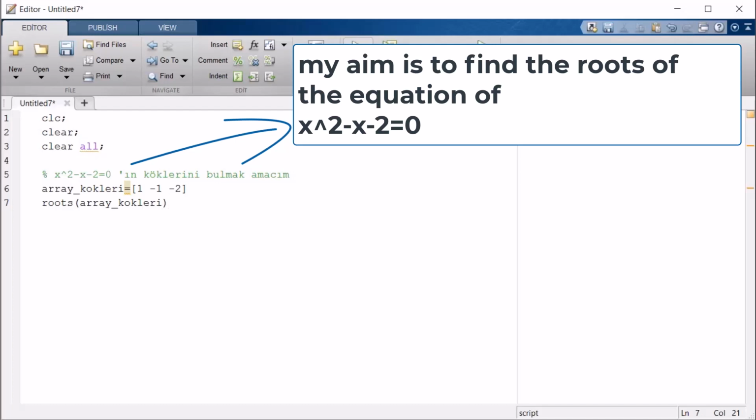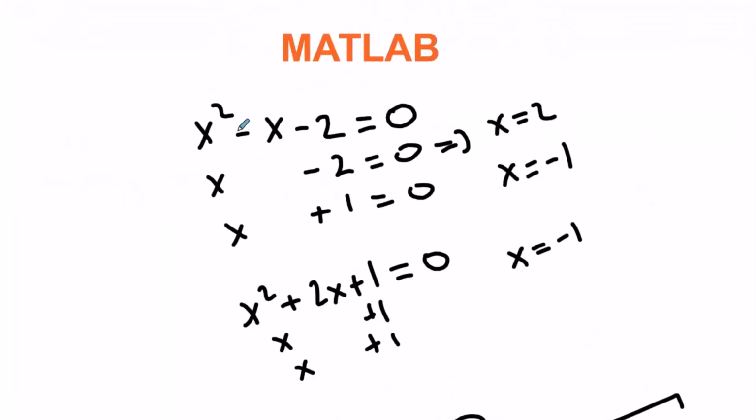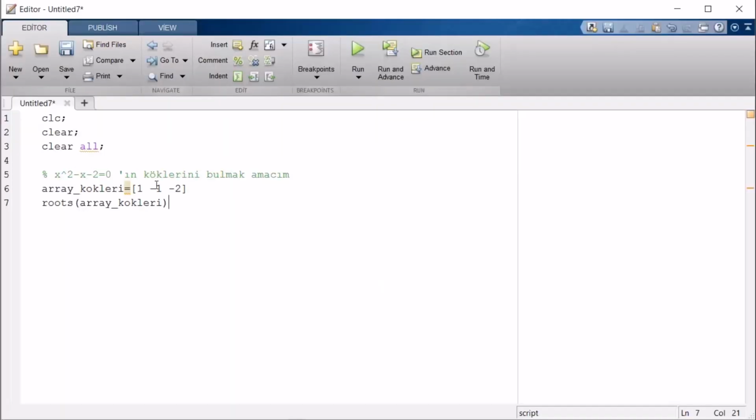You are using the roots command. In it, you write whatever you gave as the array. I just copied it. I say find the roots of this. The logic is even that simple.